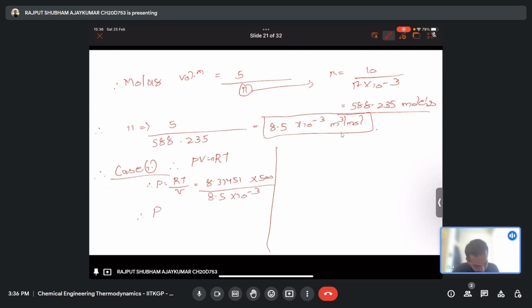So the pressure comes out to be 0.489 into 10 to the power minus 3, which gives about 10 to the power 6 Pascal. Okay, so this is the first pressure which we have found out using the ideal gas equation of state.